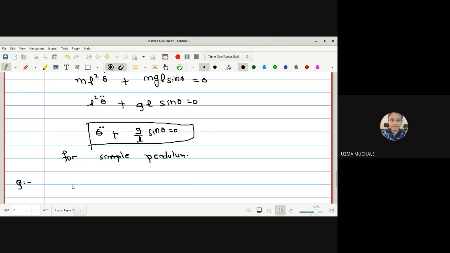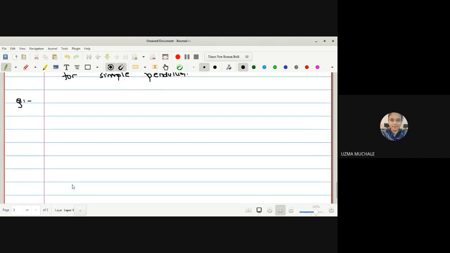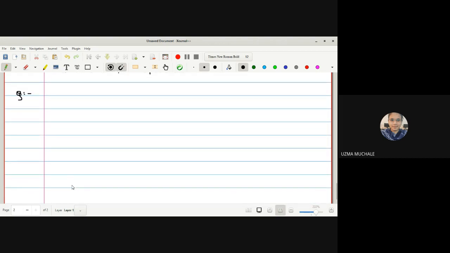Now let us go for the next example. A particle of mass m is projected with an initial velocity. I will write down the whole example, then I will explain what the image for this is and how to draw it. And after that, we will come to the derivation.